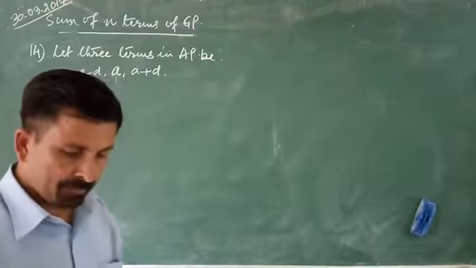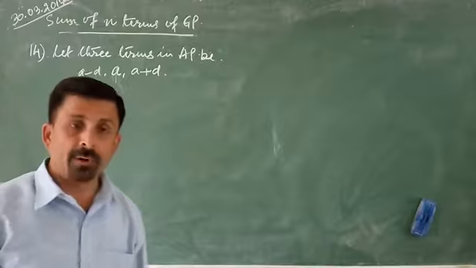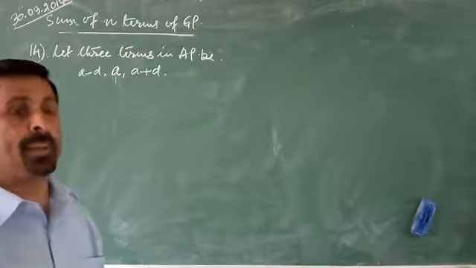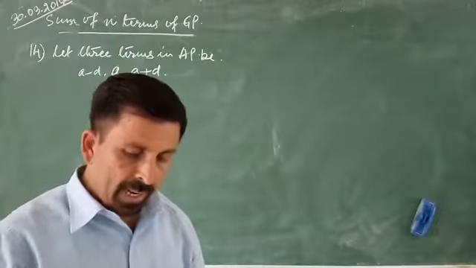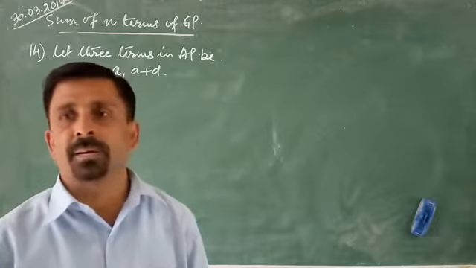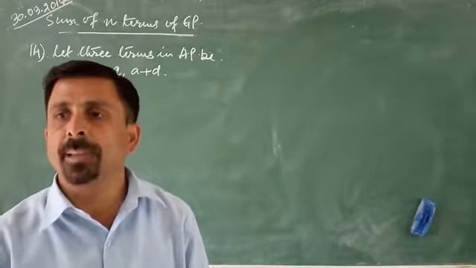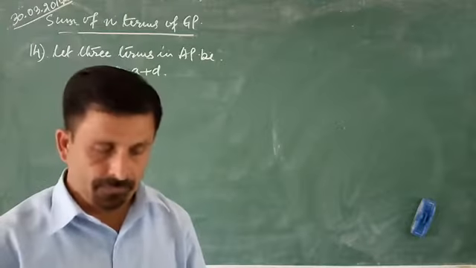Question number 14. There are 3 terms in AP. The question says, 3 terms are in AP and their sum is 15. This is the first part of the question. There are 3 terms in AP and their sum is 15.